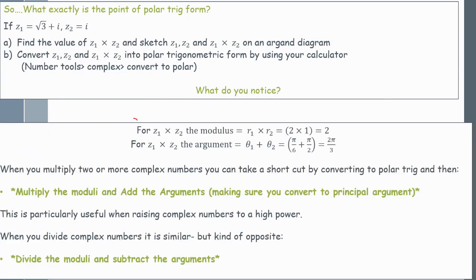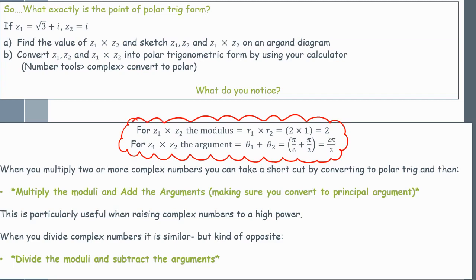So when you multiply two or more complex numbers, you can take a shortcut by converting to polar trig form. Then, if you're multiplying the numbers together, you multiply the moduli of these numbers together and you add their arguments together. The way I remember this is multiply the moduli, m and m, and add the arguments, a and a.